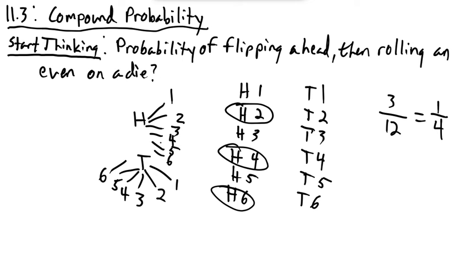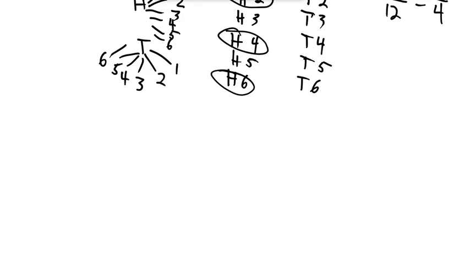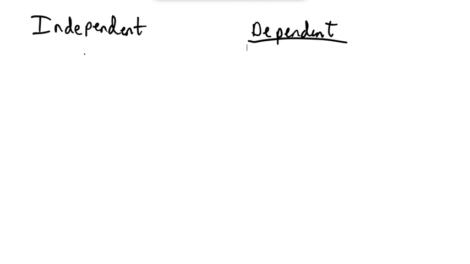Now, some of the time you have to look at the entire sample space to do this, but that's not always true. A lot of times there's a quicker way for us to do that. It depends, however, on the type of events we're looking at. So we have 2 different types of events. We have independent and we have dependent events. What independent events mean is that the outcome of one doesn't affect the outcome of the other.